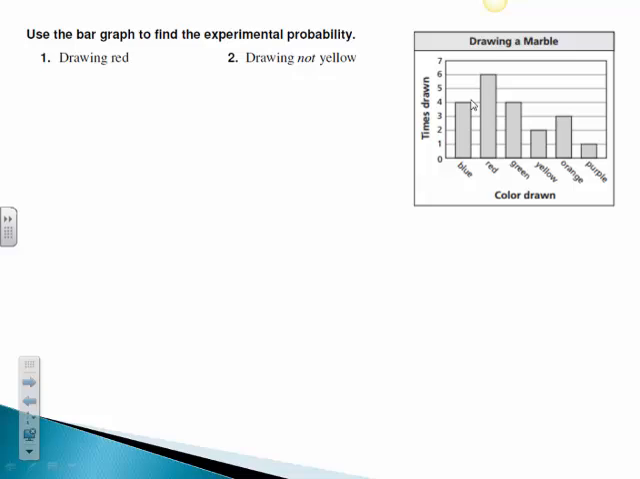Your turn. I want you to find the experimental probability of drawing these different items. Now notice you have to first come up with the total number of marbles. So it says that we had different trials. We had 4 blue, 6 red, 4 green, 2 yellow, 3 orange, and 1 purple. So you have to find your total first. All right, go ahead and try it.